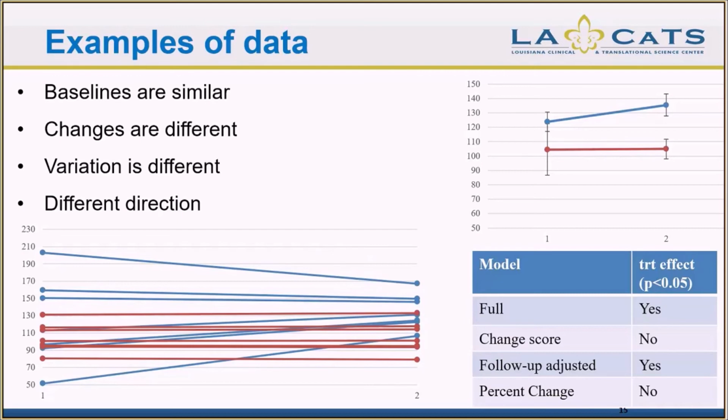So we see that if we were to look at the results from this model, the full model and the follow-up adjusted model are the only ones showing significance. So again, this harkens back to if we have these large variations at baseline, we may want to focus on those full and follow-up adjusted models and not look at the change score as much because there's too much variation there.